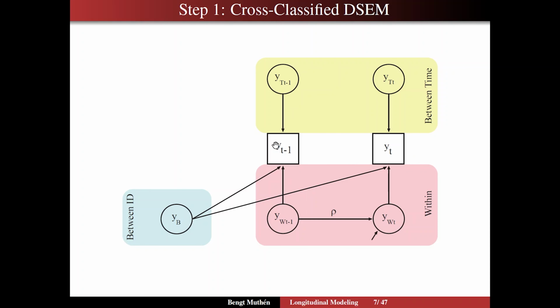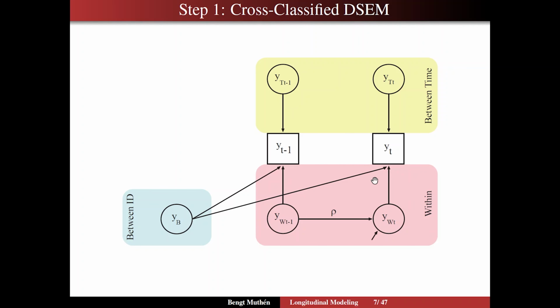So the DSEM part is what I discussed in Webtalk 6. So what you have here, you have two time points, t and t minus 1, and you decompose the observed variable into a between part, variation across individuals, between ID, and within individuals, that is, across time.